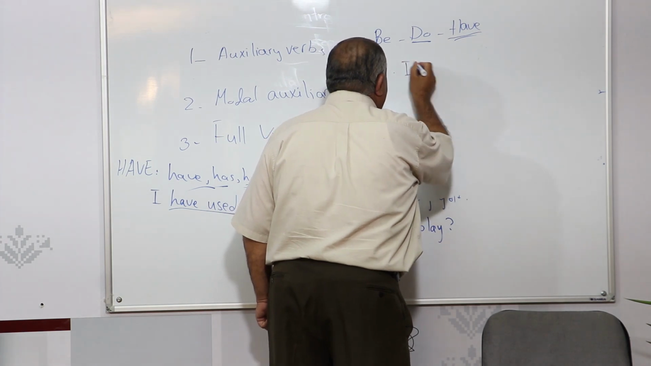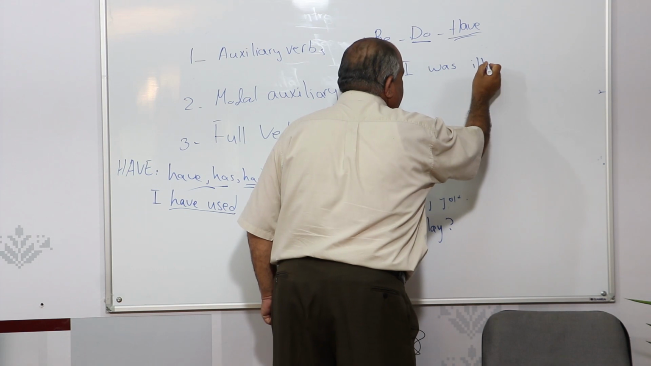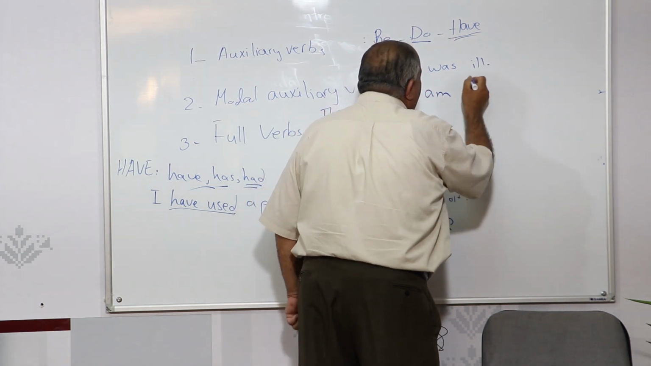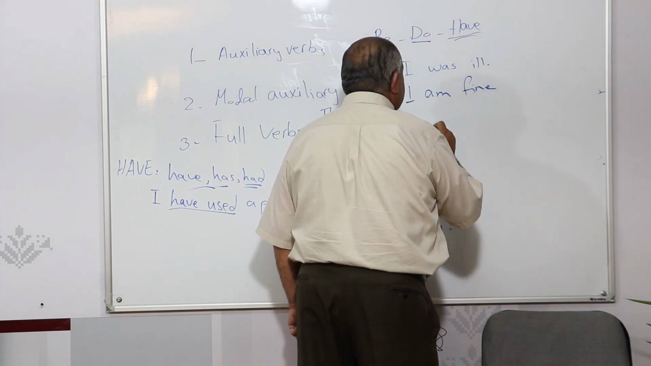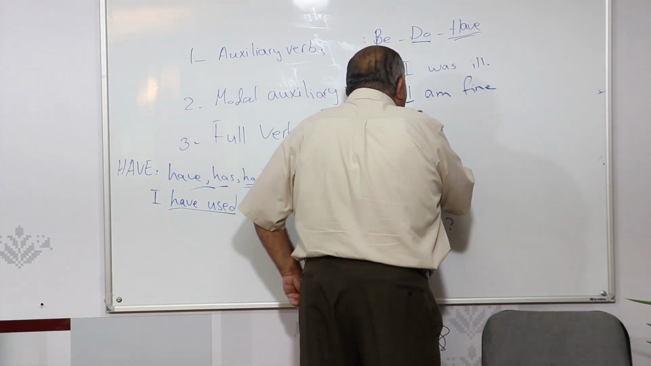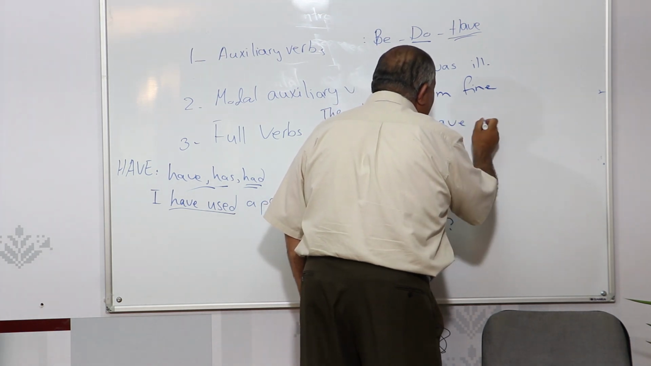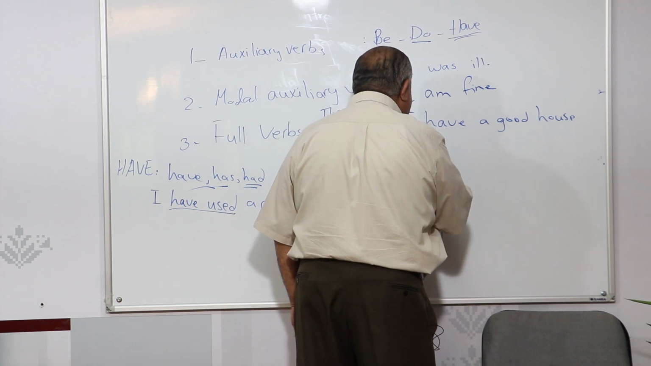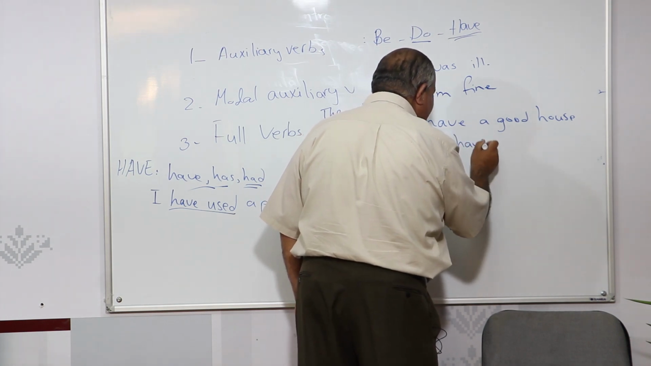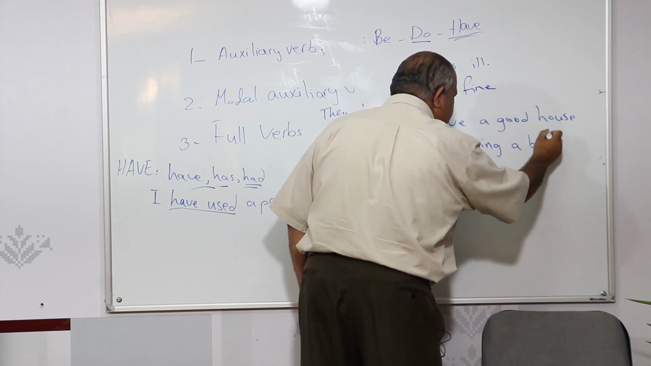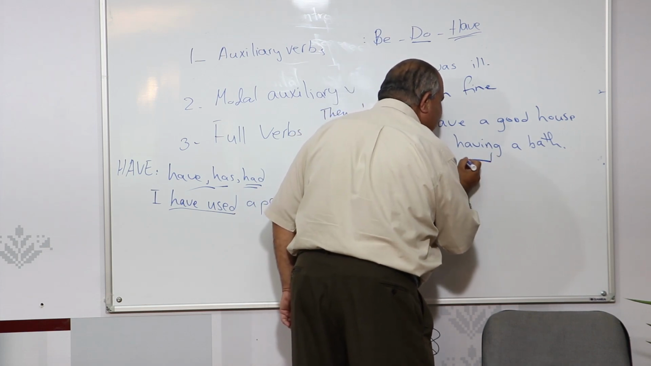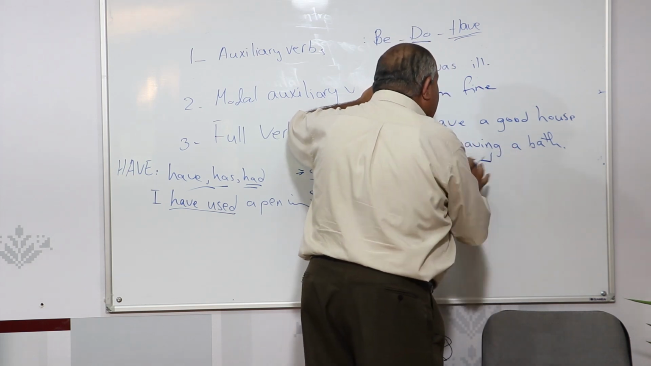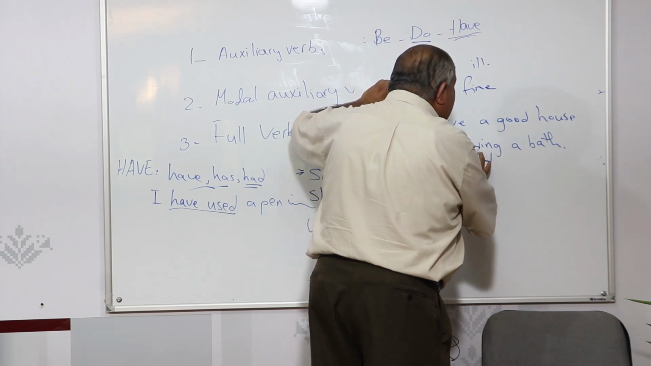I say, I was ill. I am fine. Now, when we come to verb to have, we say, I have a good house. I am having a bath. Now, in this case, we talk about have as a main verb, a verb that carries meaning. I am having a bath means I am bathing. I am taking a bath.